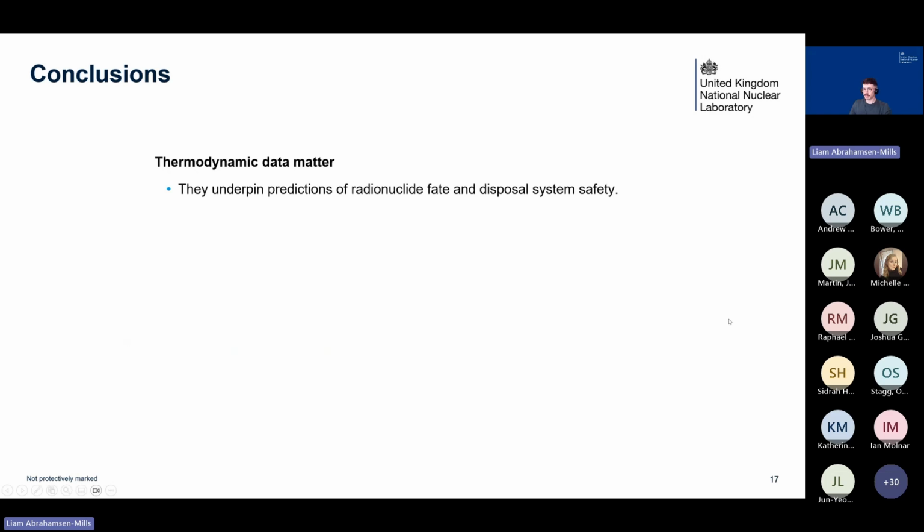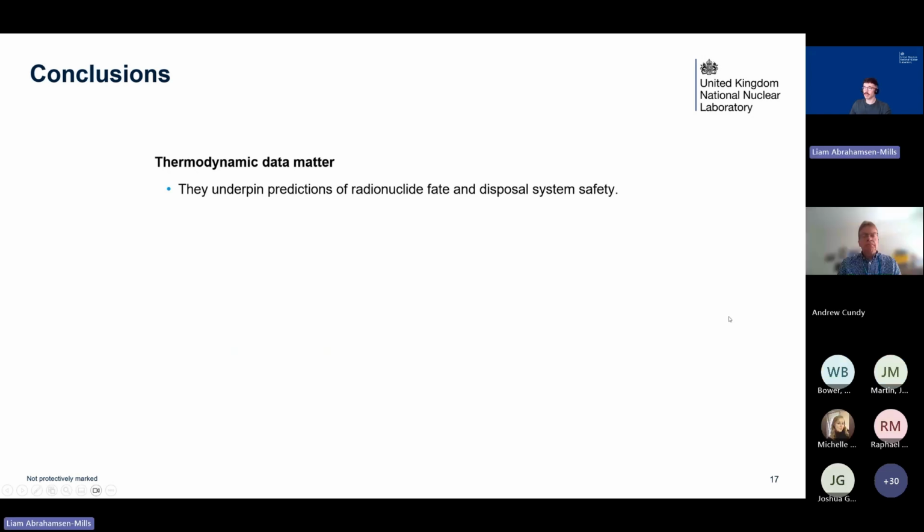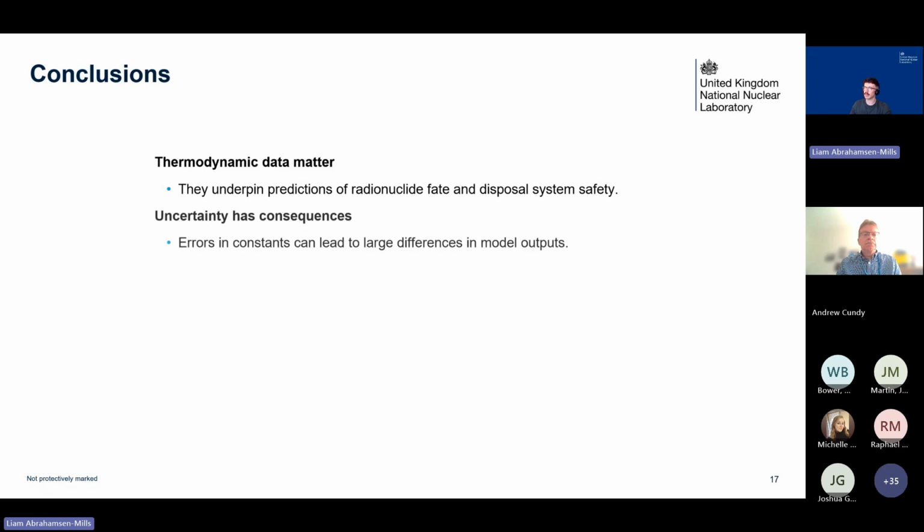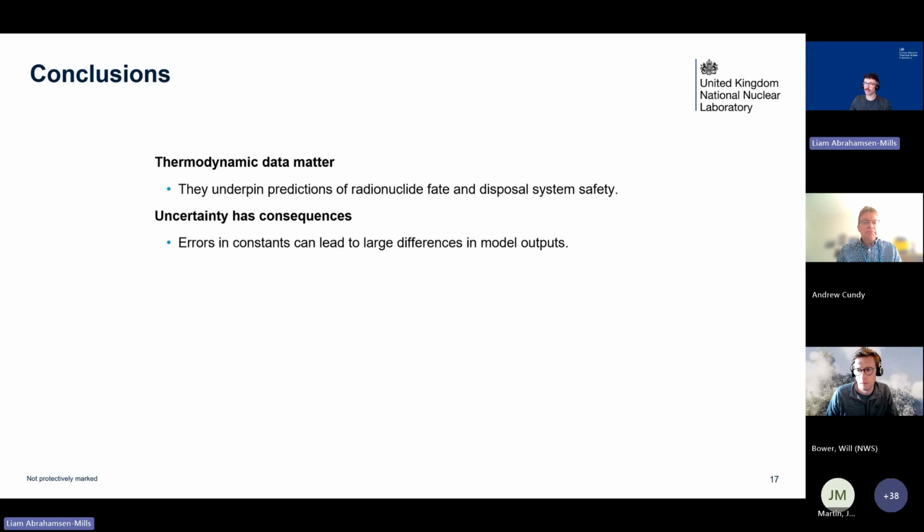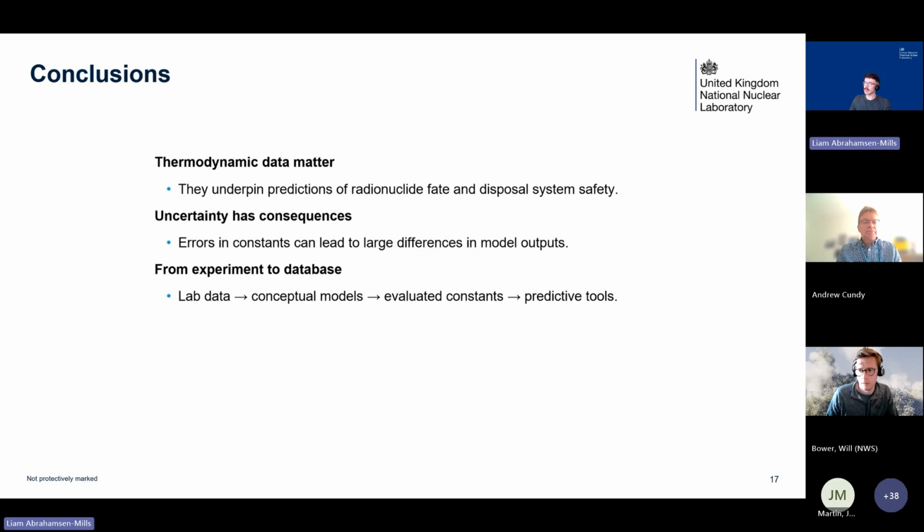So just to sum up, thermodynamic data are really important. They underpin our predictions of radionuclide fate and support the disposal system safety case. Uncertainty can have consequences in these calculations, so errors or uncertainties can lead to quite big differences in model outputs. In compiling databases, we start with work in the lab. We do experiments, we combine the data with conceptual models, and then we're able to fit constants that can be used in predictive tools and models.